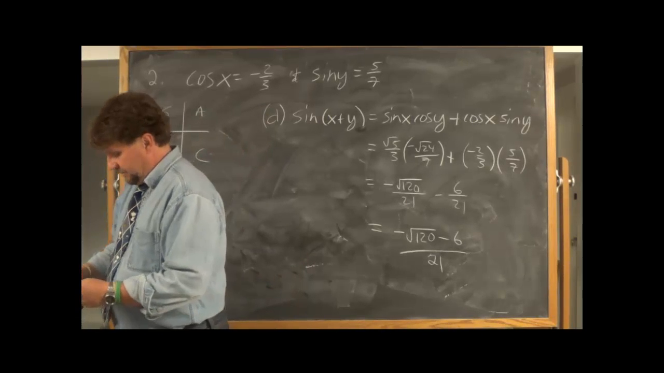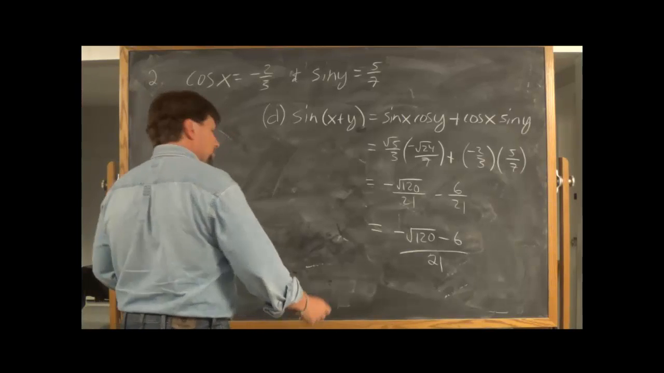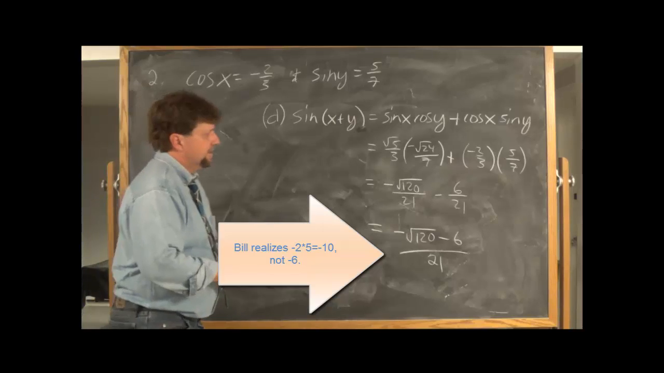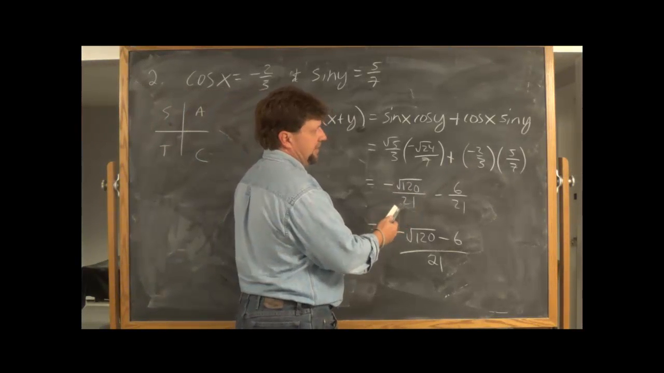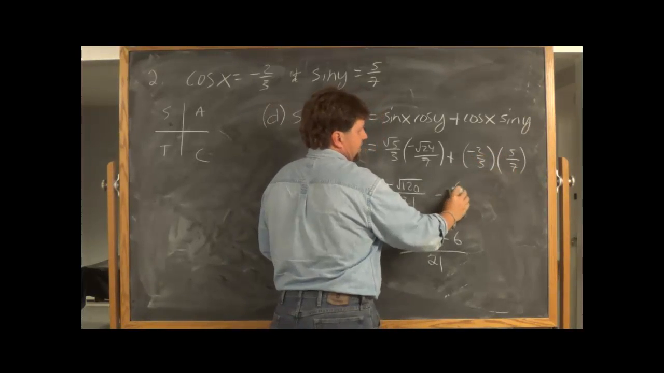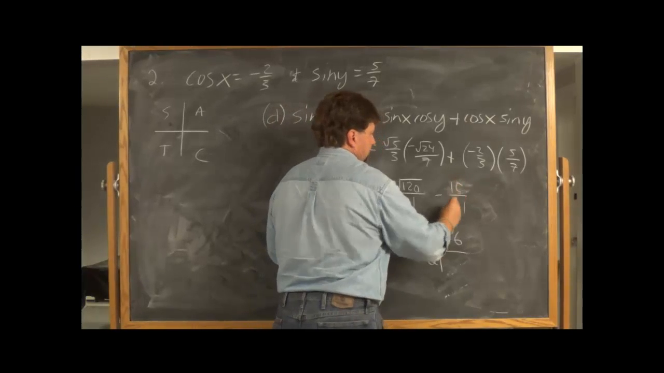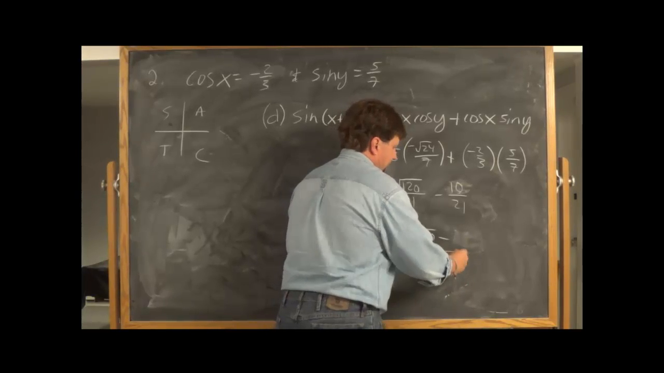And that's what you should not have for part D. You should not have this. It helps if I can do basic multiplication. Negative 2 times 5, that's a 10, not a 6. So you should have had a 10 there. And you should have a 10 here.